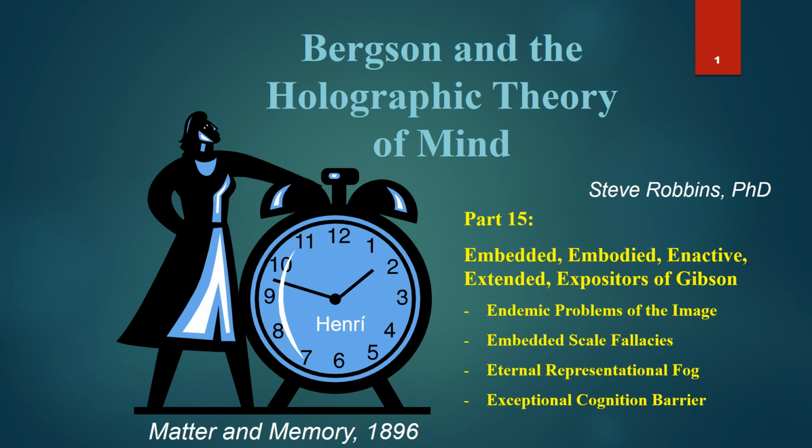In this all we see endemic problems as to how to treat the image, or the image of the external world. Embedded within it is always a time-scale fallacy in terms of their thinking. There's rather an eternal fog around representationalism and the role of representations. And there's rather an exceptional barrier to a theory of cognition involved, in my opinion, in this entire enchilada.